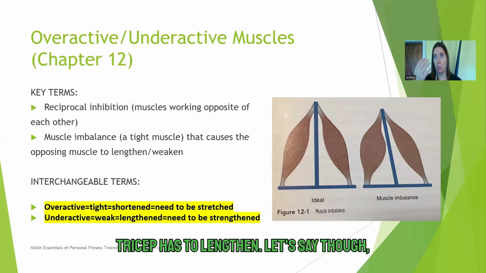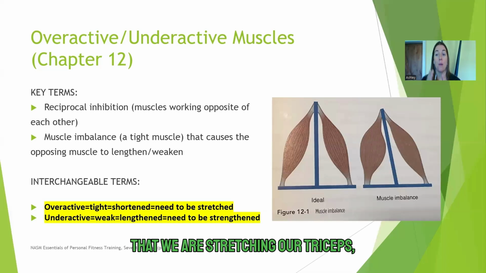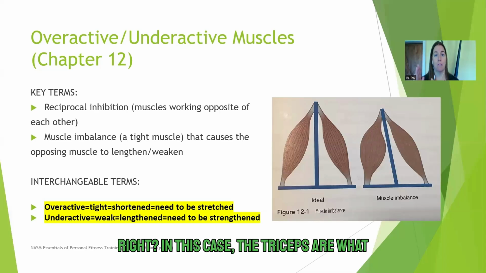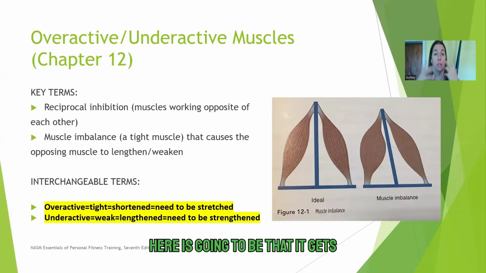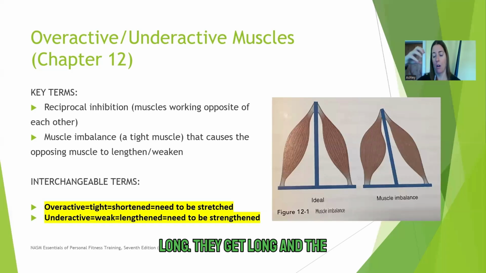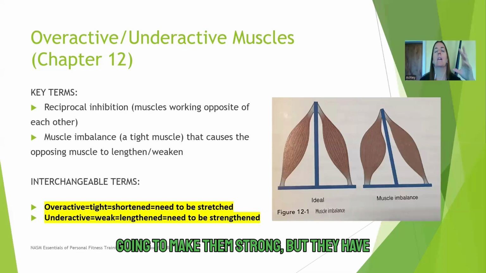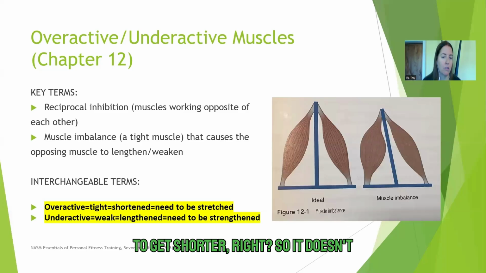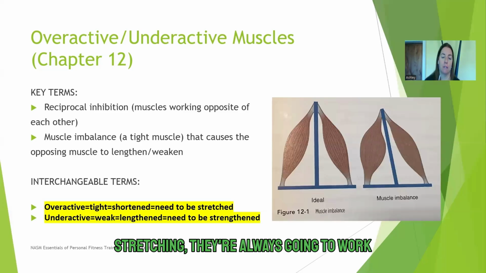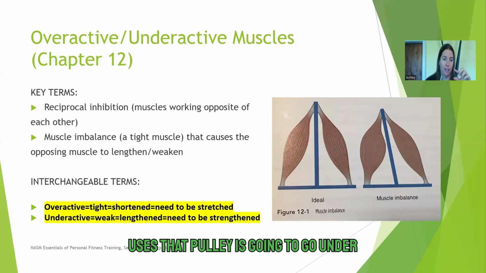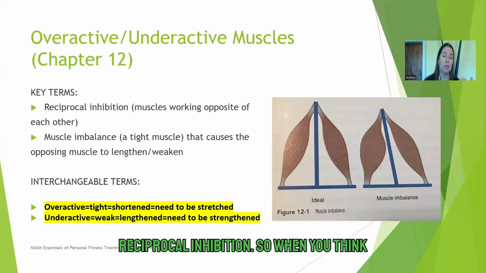Let's say though that we are stretching our triceps, right? In this case, the lead movement here is going to be that the triceps get long. And the biceps are going to, not in a way that's going to make them strong, but they have to get shorter, right? So it doesn't matter whether we're working or stretching. They're always going to work opposite of each other. So anything that uses that pulley is going to go under reciprocal inhibition.